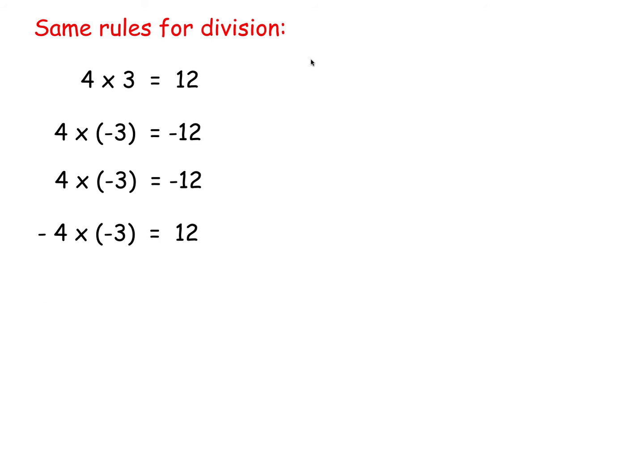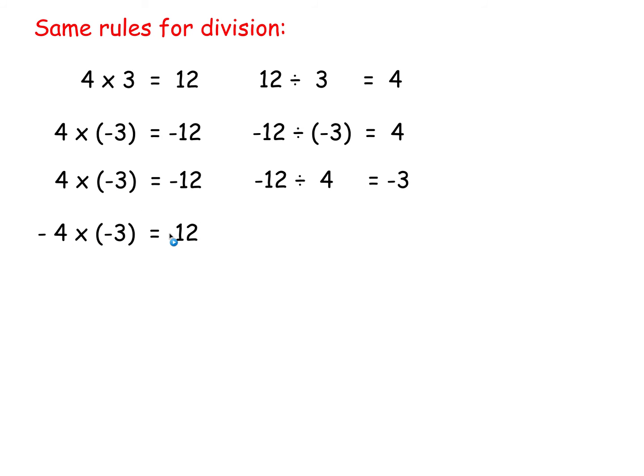So, same for division. If 4 3's are 12, I could say, well, 12 divided by 3 and I should come out with 4. If 4 times negative 3 is negative 12, I can divide the negative 12 by the negative 3 and get the 4. And I've got 2 negatives dividing here, making a positive. 4 times negative 3 is negative 12. So if I divide the negative 12 by that 4, it should give me this negative 3 coming out. That's a negative divided by a positive.